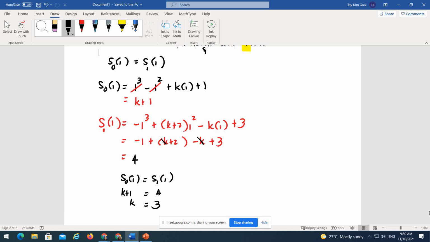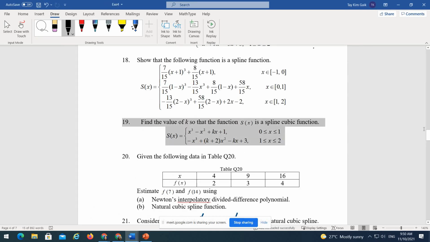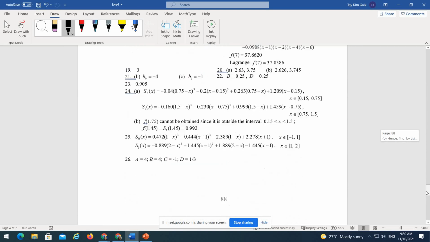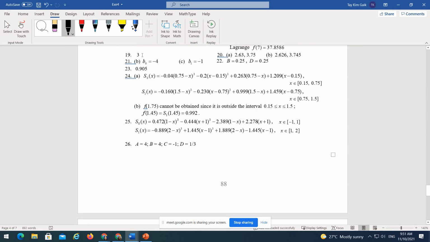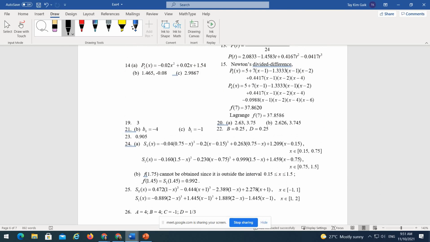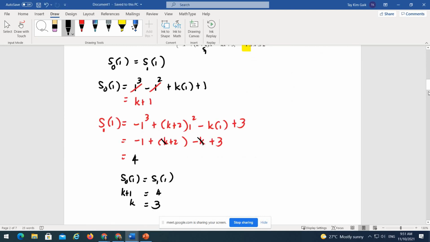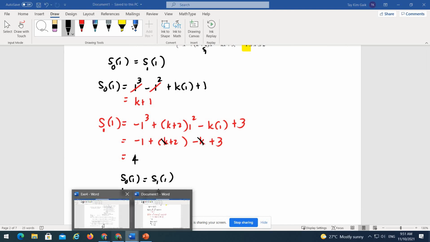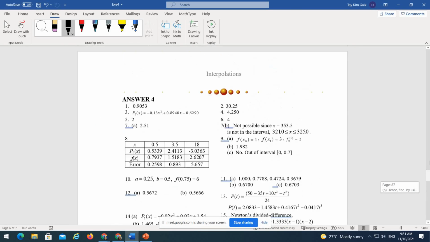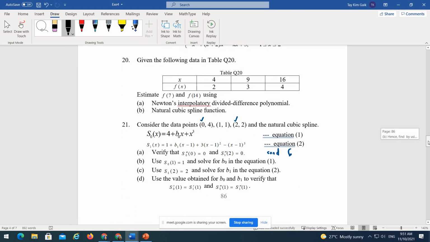This is question 19. You can check whether it's correct. Now, question 20.